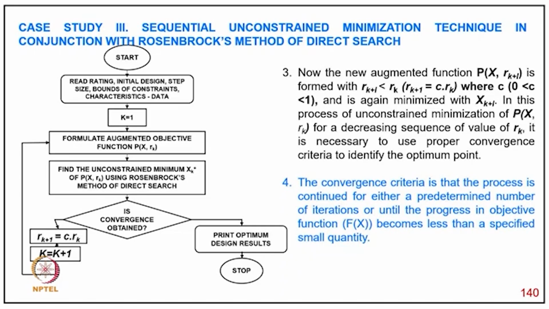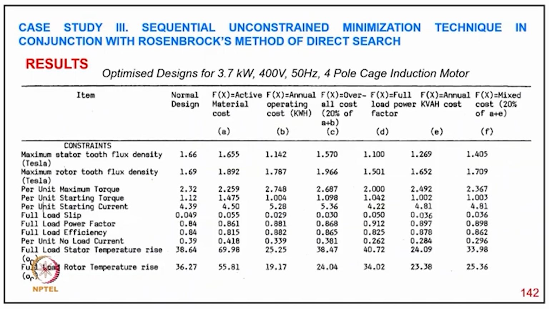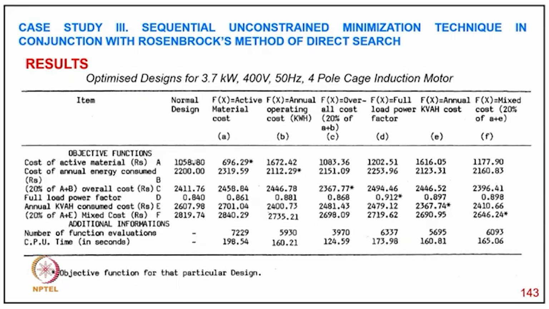is that the process continues either for a predetermined number of iterations or until the objective function becomes less than a specified small quantity. And these are typically the optimization of a 3.7 kilowatt, 400 volt, 50 Hz, 4 pole motor with the different objective functions, 6 objective functions which we define. So the value of the variables, then the value of the constraints, and then the value of the objective function. So you will find in all these designs that the objective function value is typically the minimum or maximum corresponding to different designs.